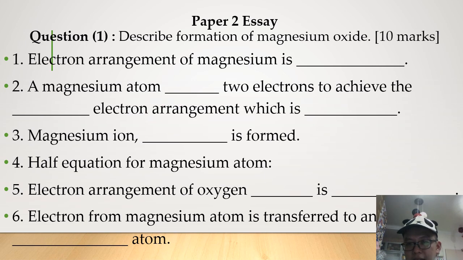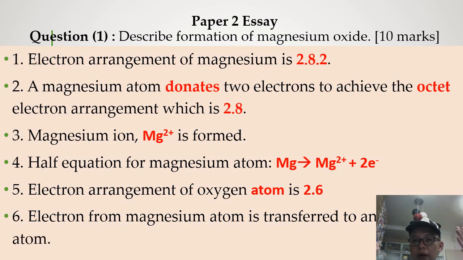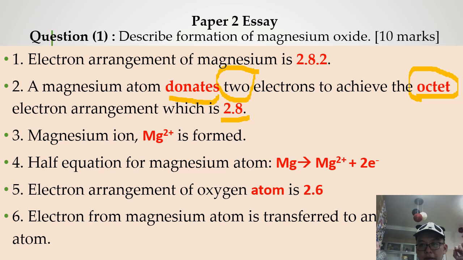Electron arrangement of the magnesium is the electron arrangement. You must give the answer step by step. So 2.8.2. Point 2, a magnesium atom donate how many electrons? 2 electrons, to achieve the very stable electron arrangement we call octet form, which is 2.8.